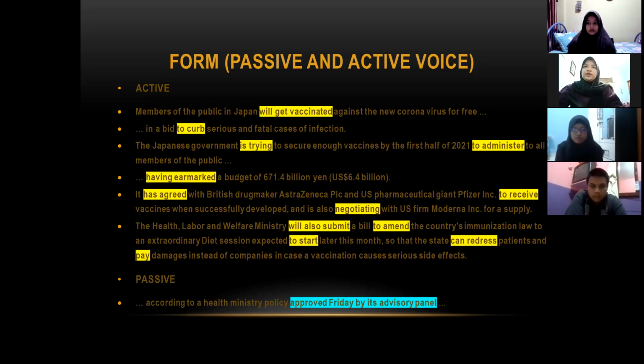Now the passive voice. In a passive sentence, the thing receiving the action is the subject of the sentence, and the thing doing the action is optionally included near the end of the sentence. Based on the article, I just got one passive voice: according to a health ministry policy approved Friday by its advisory panel. The passive voice is approved Friday by its advisory panel. Thanks.